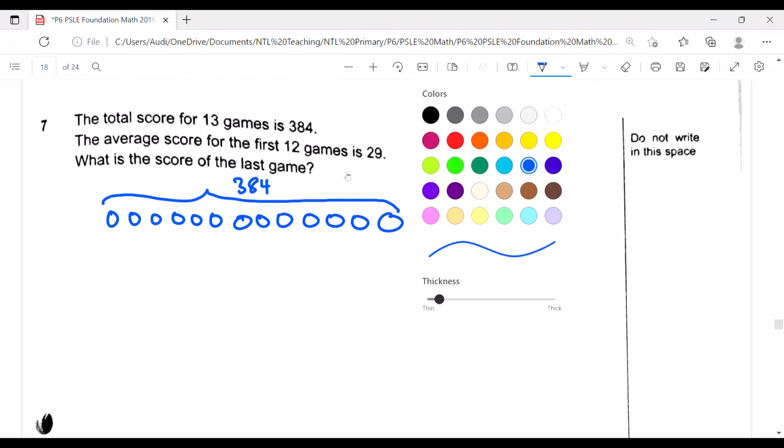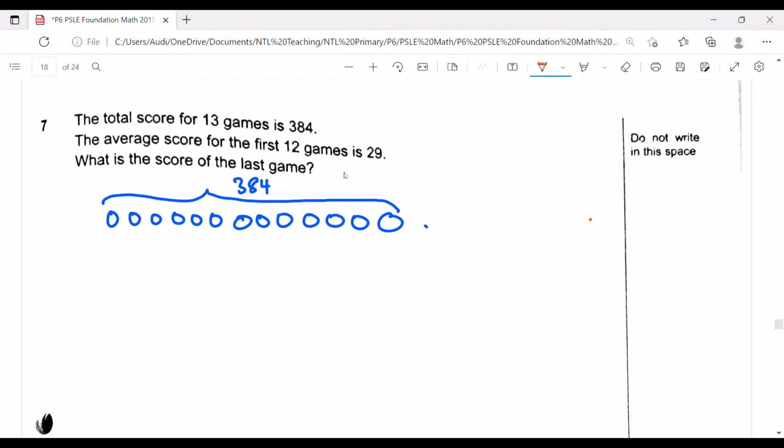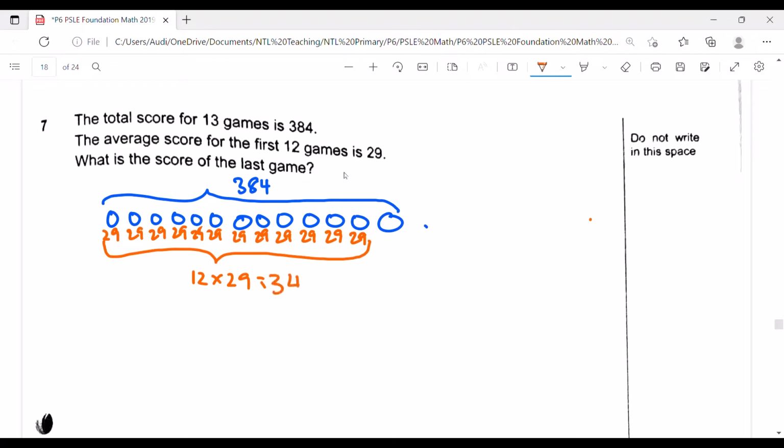Average, what does average mean here? Average means like this for the 12 games, right? First 12 games. It means this is 29, 29, 29. Each of these games is 29. So what's the total? We know that there are 12, so it's 12 times 29. Use your calculator, and you will get 348.